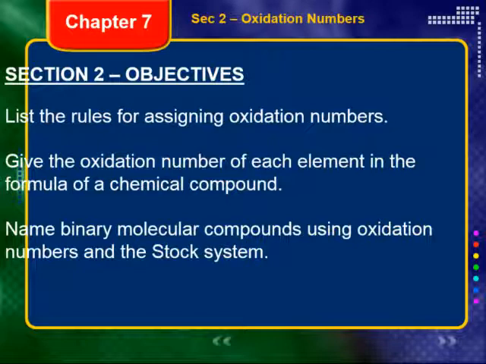What you should be getting out of this video lecture: you should be able to list the rules for assigning oxidation numbers themselves. You should be able to give the oxidation number of each element in the formula of a chemical compound. And you should be able to name binary molecular compounds using oxidation numbers and the stock system.